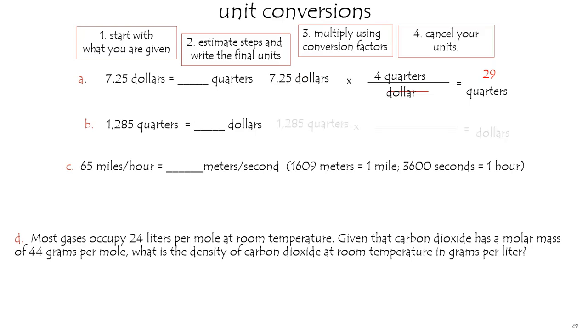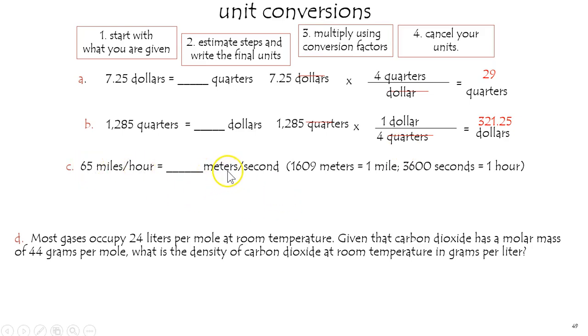Start with what you're given. Estimate that it's one step. Get quarters on the bottom, and there's 4 of them per dollar. Yep, we do divide by 4. Yep, the units cancel nicely. We know we're going to be doing it right, and it turns out to be $321.25.